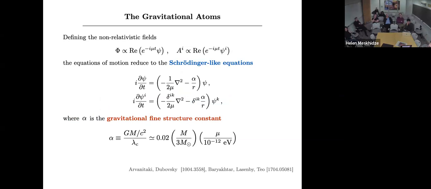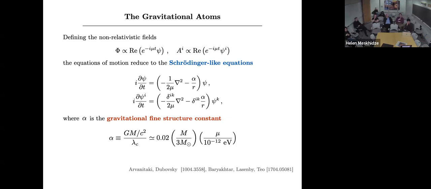So if one plugs this ansatz into the Klein-Gordon and the Proca equations, we obtain Schrödinger-like equations for both the scalar and the massive vector field. The fact that these are exactly the equations that govern the dynamics of the hydrogen atom is the reason why we call these things the gravitational atom. Here, you see that these are like the kinetic terms in the Hamiltonian of a hydrogen atom.